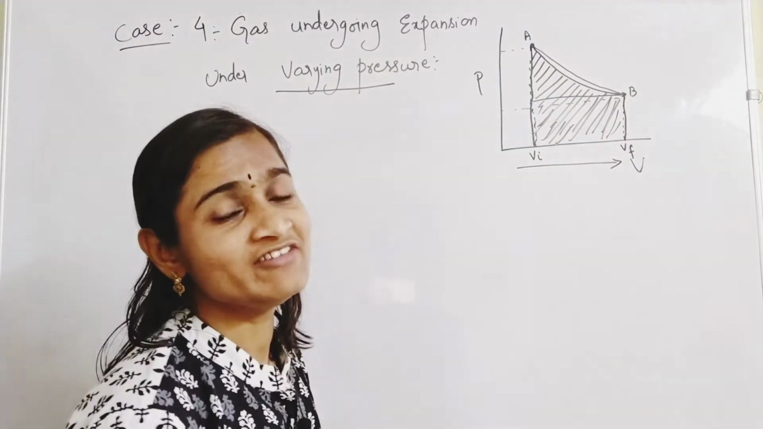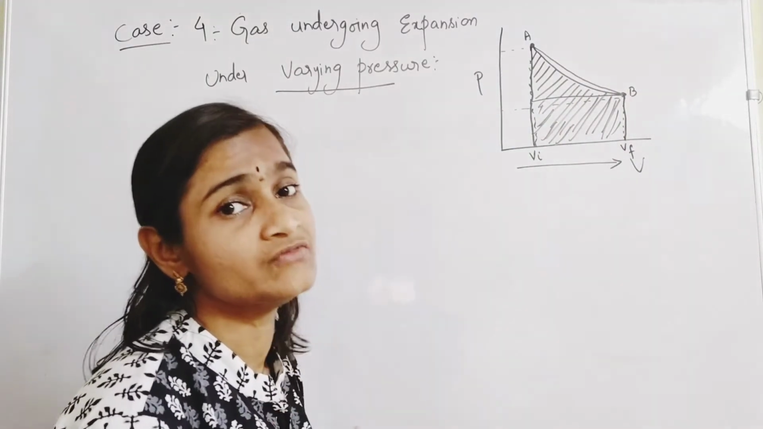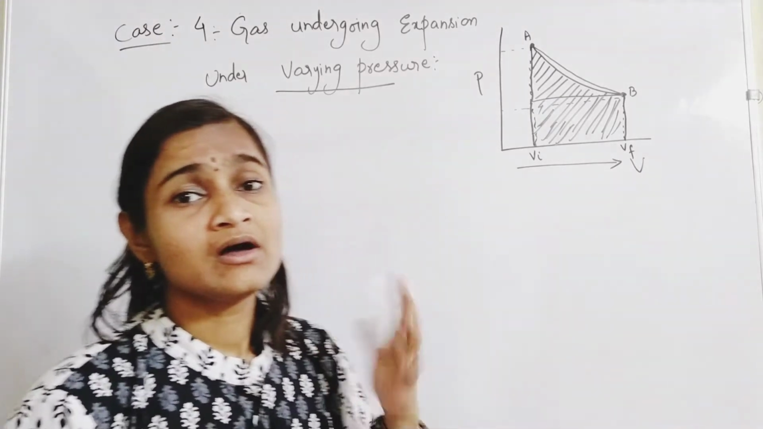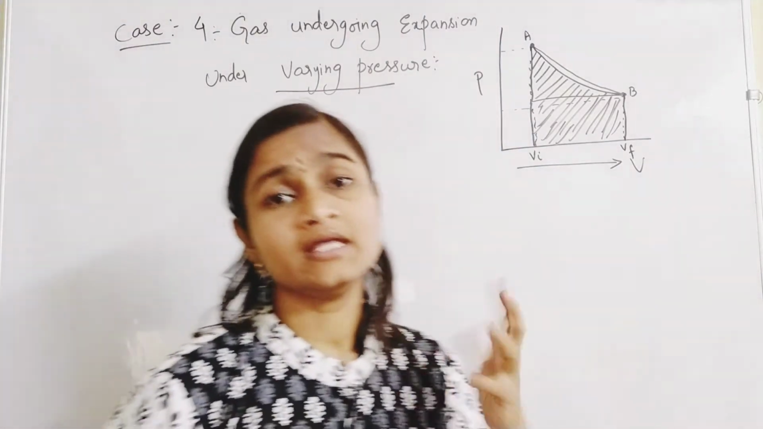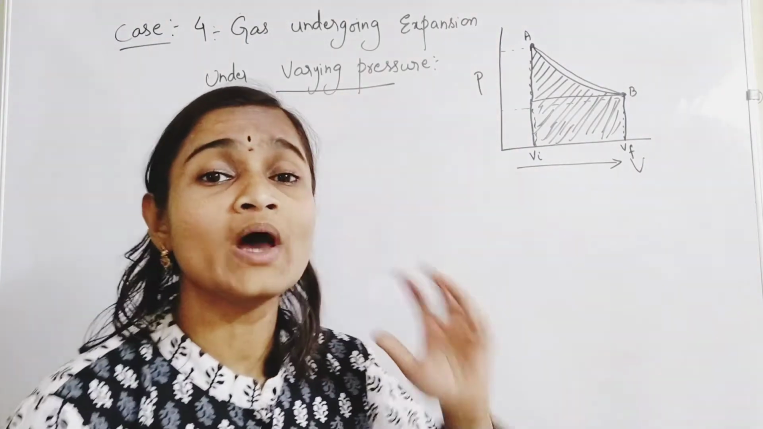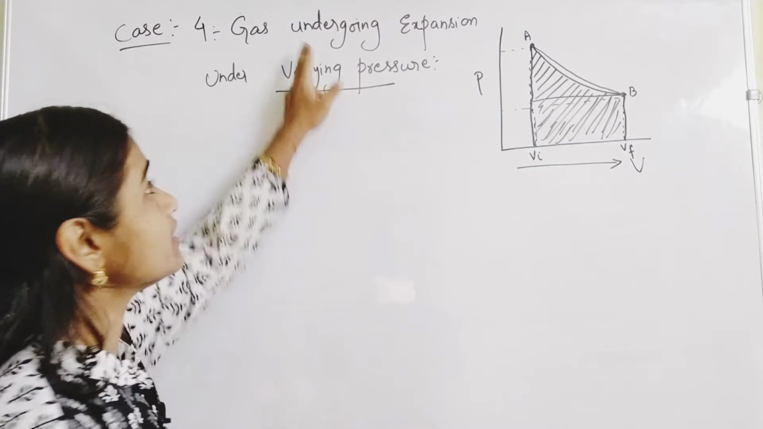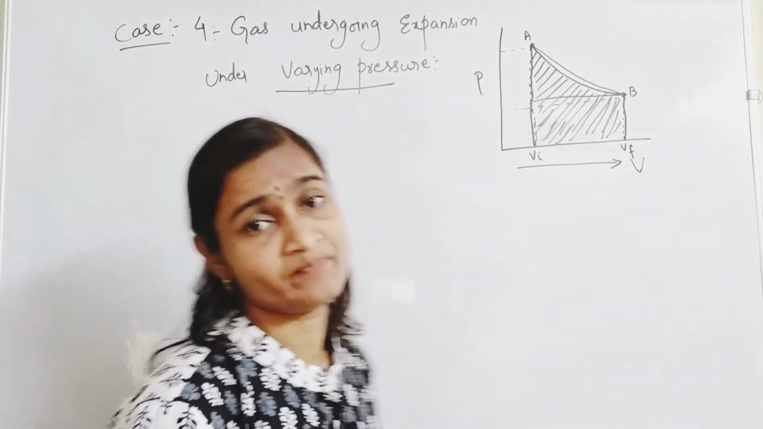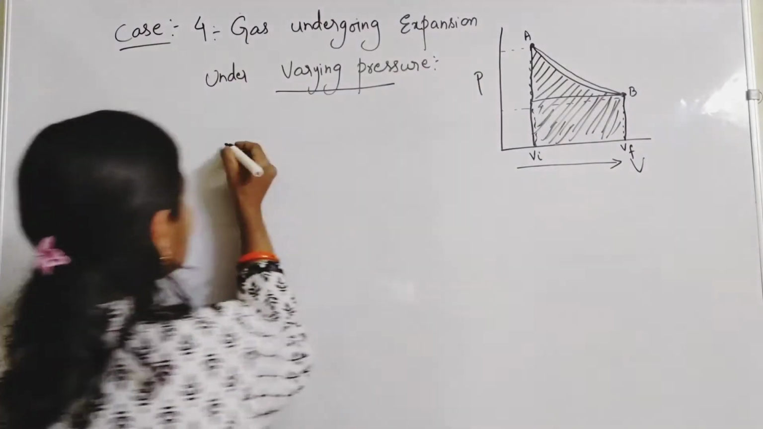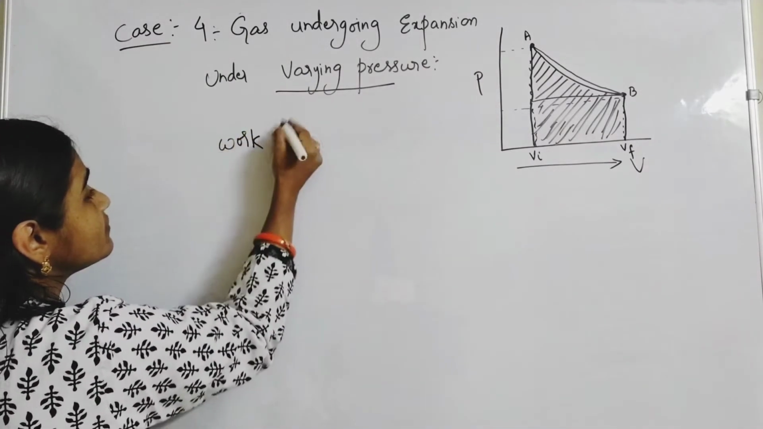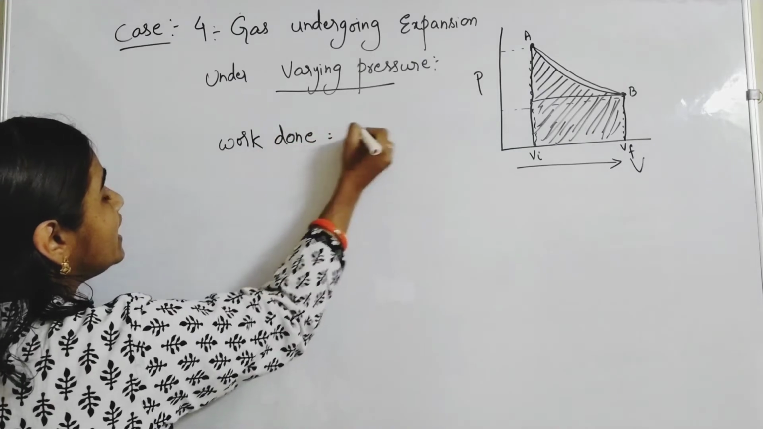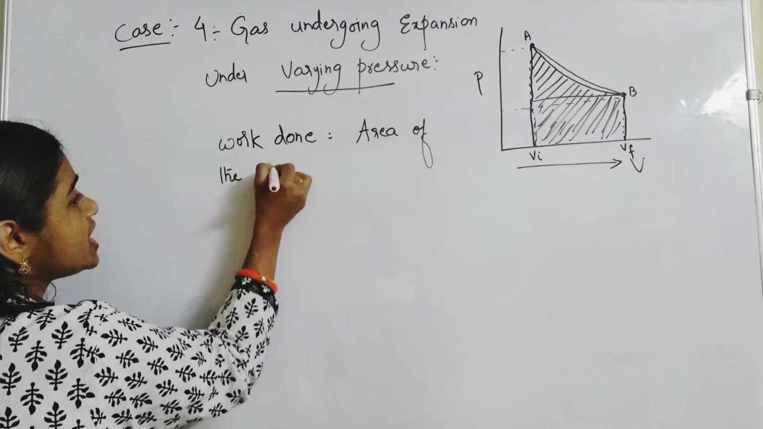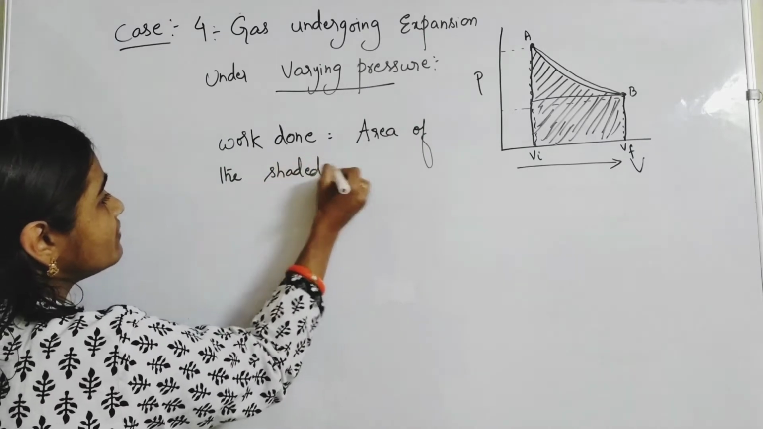A little difficulty will be there, but mostly if they give a graph, the area under the graph will be useful for finding the work done. Work done by what? Work done by the gas undergoing what? Expansion, right? So work done is the area under the curve, the area of the shaded region. Area of the shaded region will give you the work done.